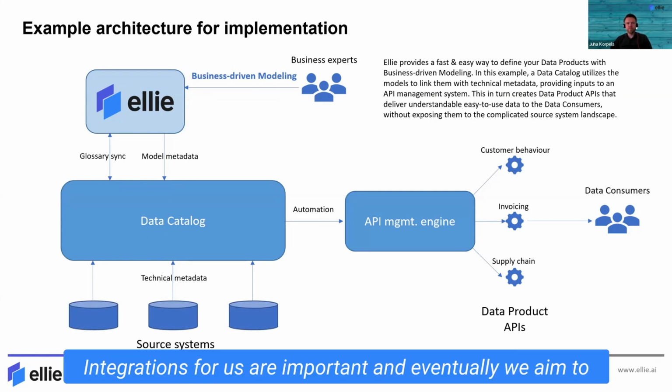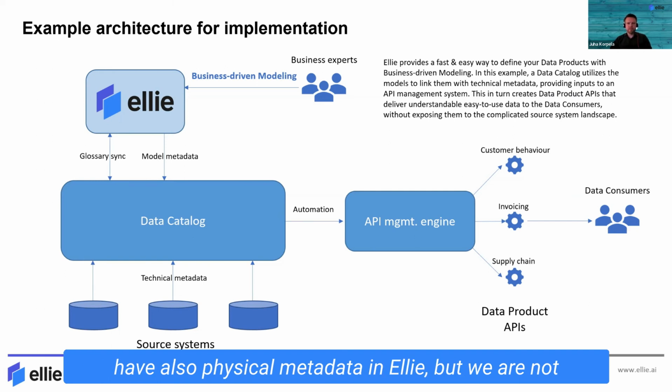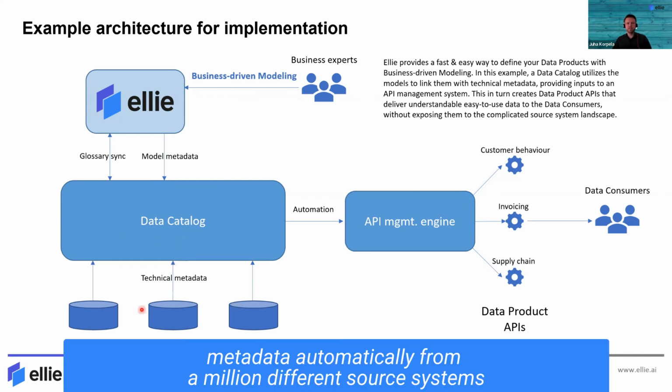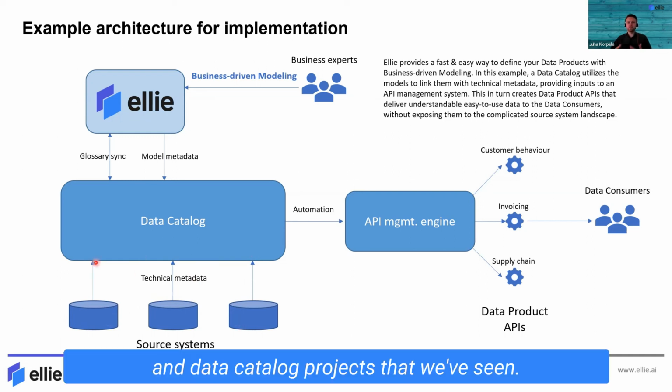Integrations for us are important, and we aim to have also physical metadata in Ellie, but we are not looking into creating another data catalog. Data catalogs are experts at getting the technical metadata automatically from a million different source systems. And data catalog projects that we've seen involve hundreds and hundreds of integrations and huge amounts of technical metadata all lumped into this fancy catalog tool that you have, and they are great at it.